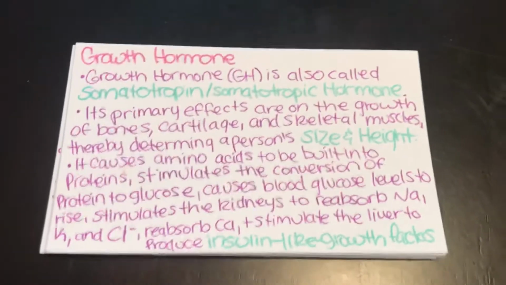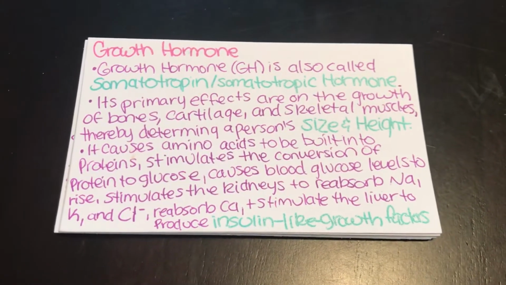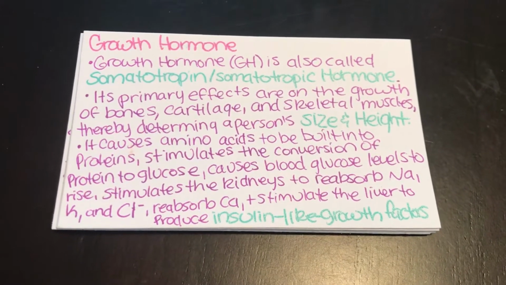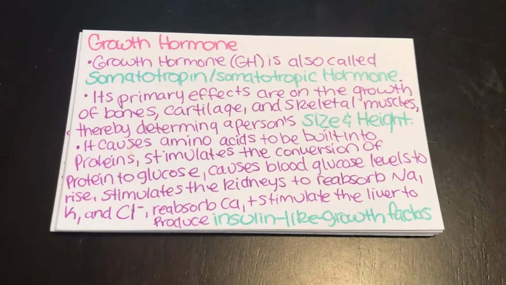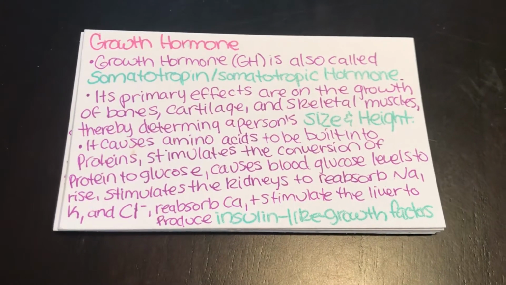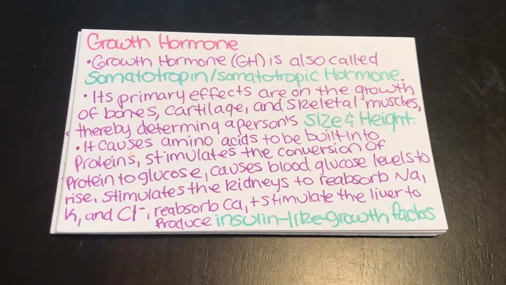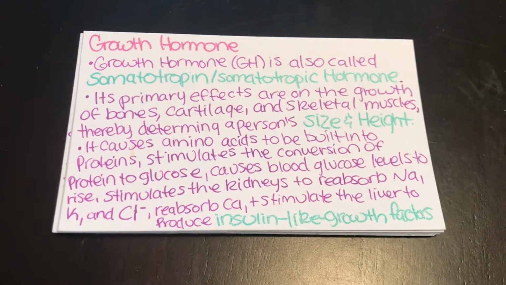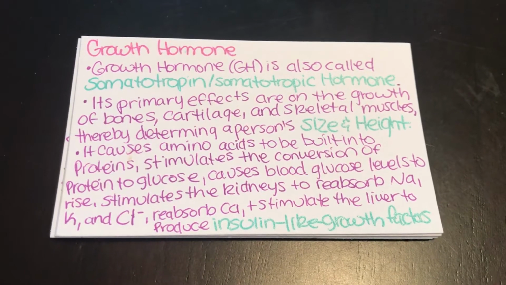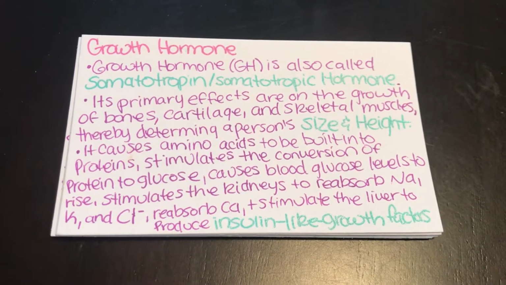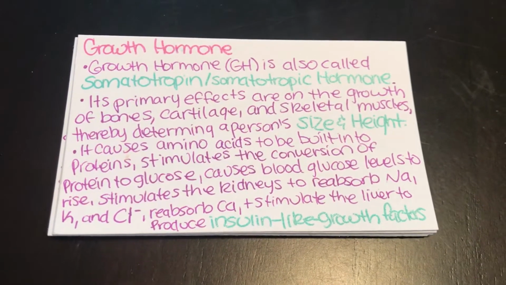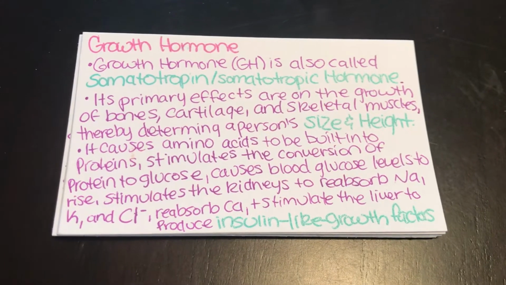So let's talk about the growth hormone. It's also called somatotropin or the somatotropic hormone. Its primary effects are on the growth of bones, cartilage, and skeletal muscles, thereby determining a person's size and height. It causes amino acids to be built into the proteins. It stimulates the conversion of protein to glucose, and it causes blood glucose levels to rise. It stimulates the kidneys to reabsorb salt, potassium, and chloride. It reabsorbs calcium and stimulates the liver to produce insulin-like growth factors.